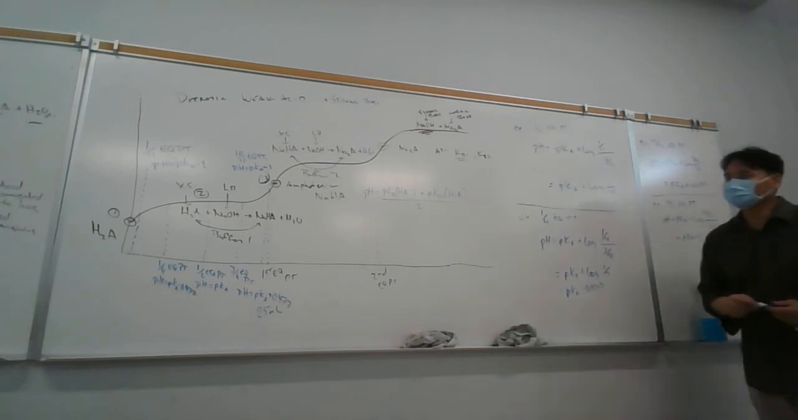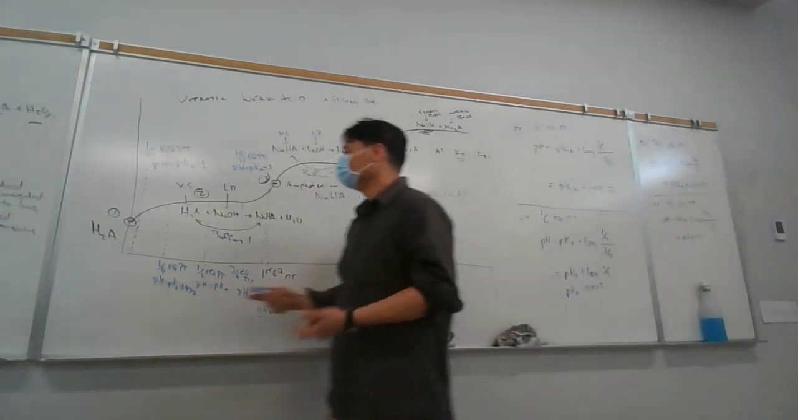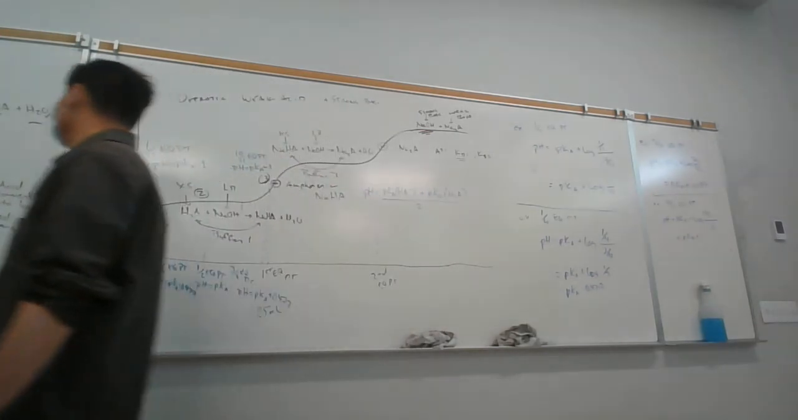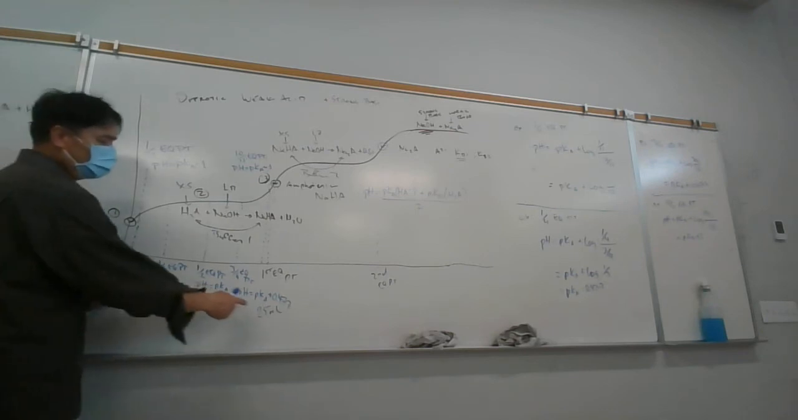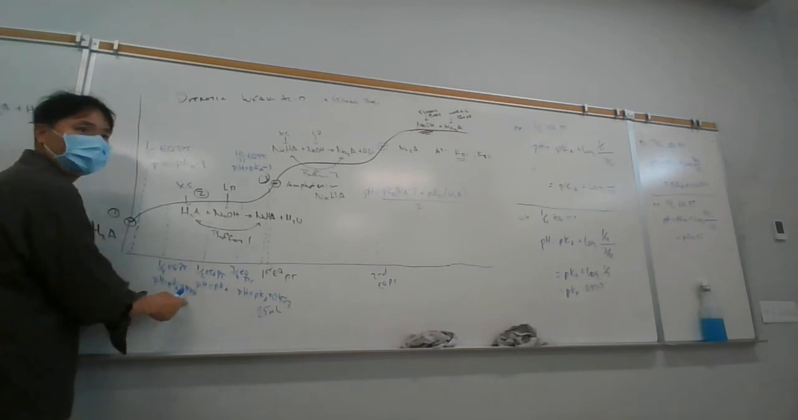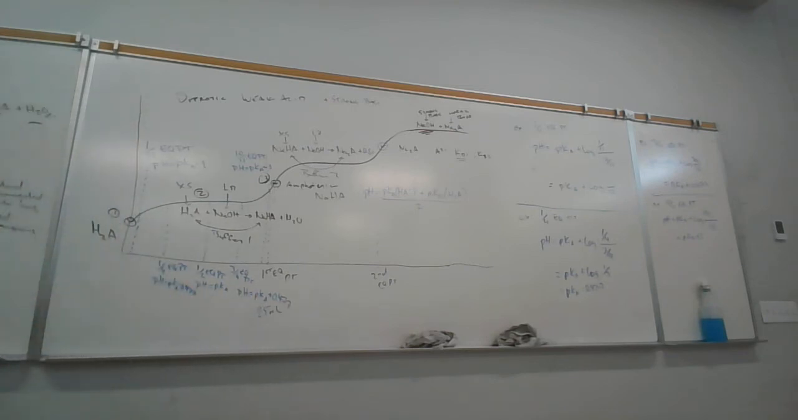Now, the thing that's missing here are the volumes. So let's figure out the volumes here. At the half equivalence point, remember, we have 25 milliliters here. So what's 1/2 of 25 milliliters? 12.5 milliliters. So this is going to be plus 12.5 milliliters of NaOH solution.